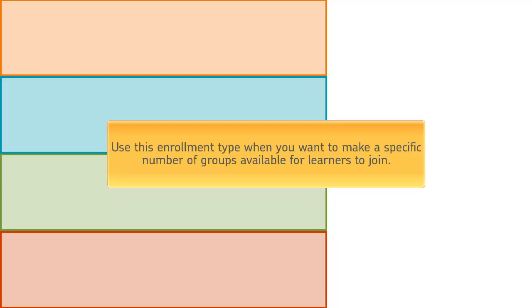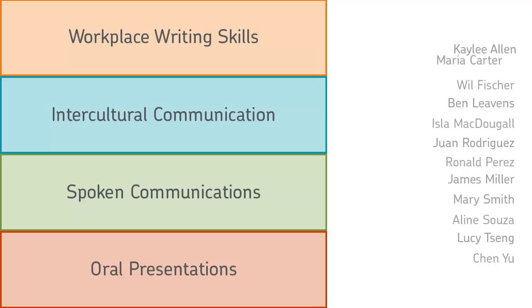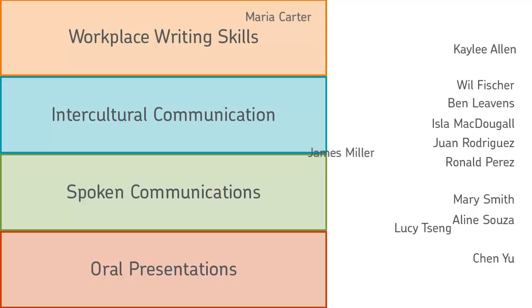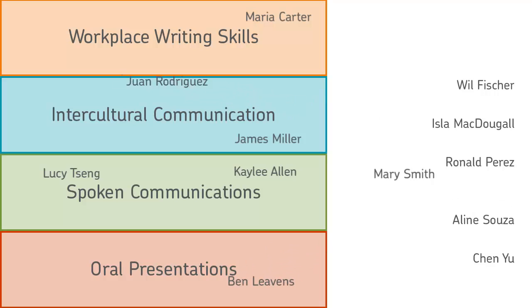Use this enrollment type when you want to make a specific number of groups available for learners to join. For example, your class is doing cumulative assignments. There are 4 topics from which learners can choose. You use the Number of Groups Self-Enrollment enrollment type to allow the learners to choose their own groups.